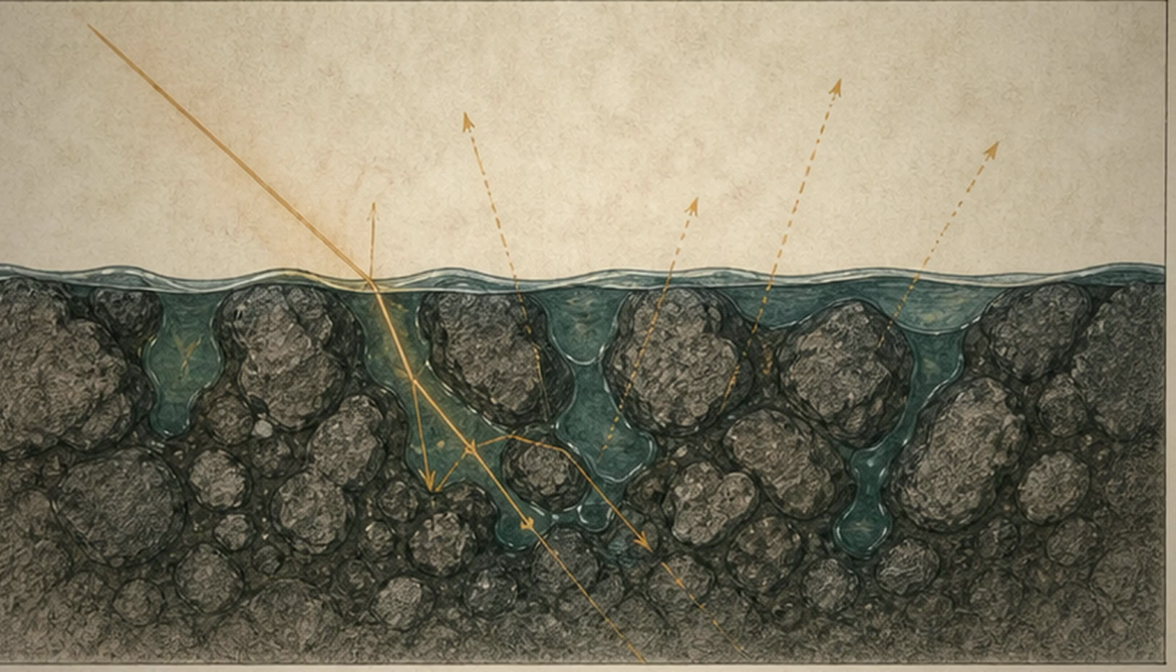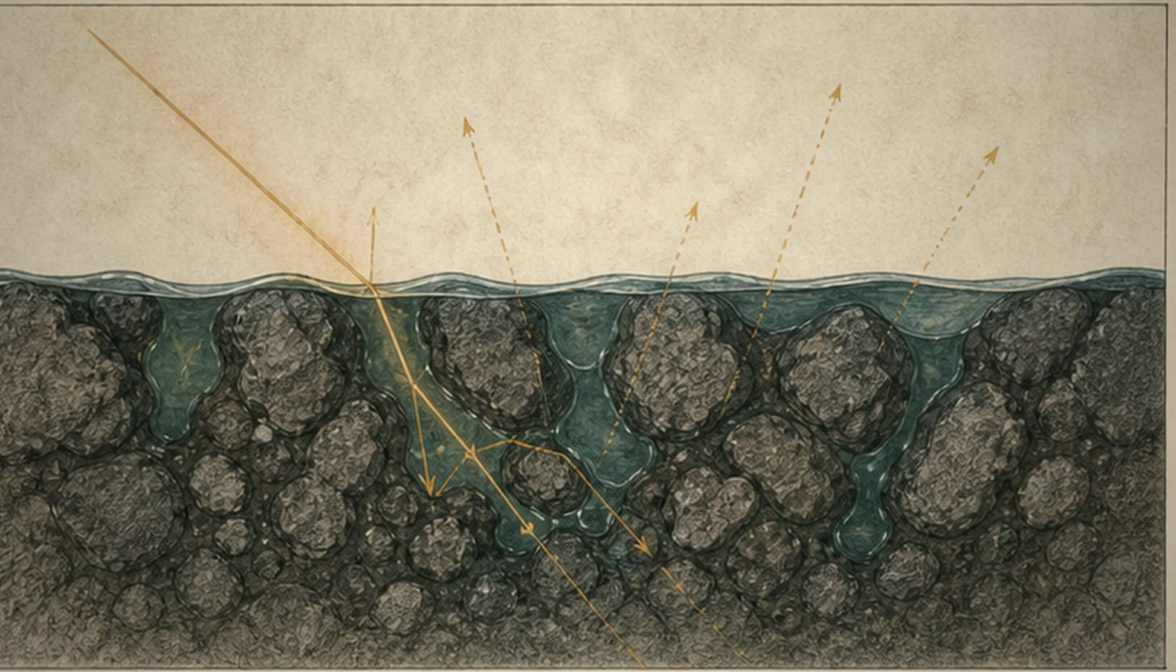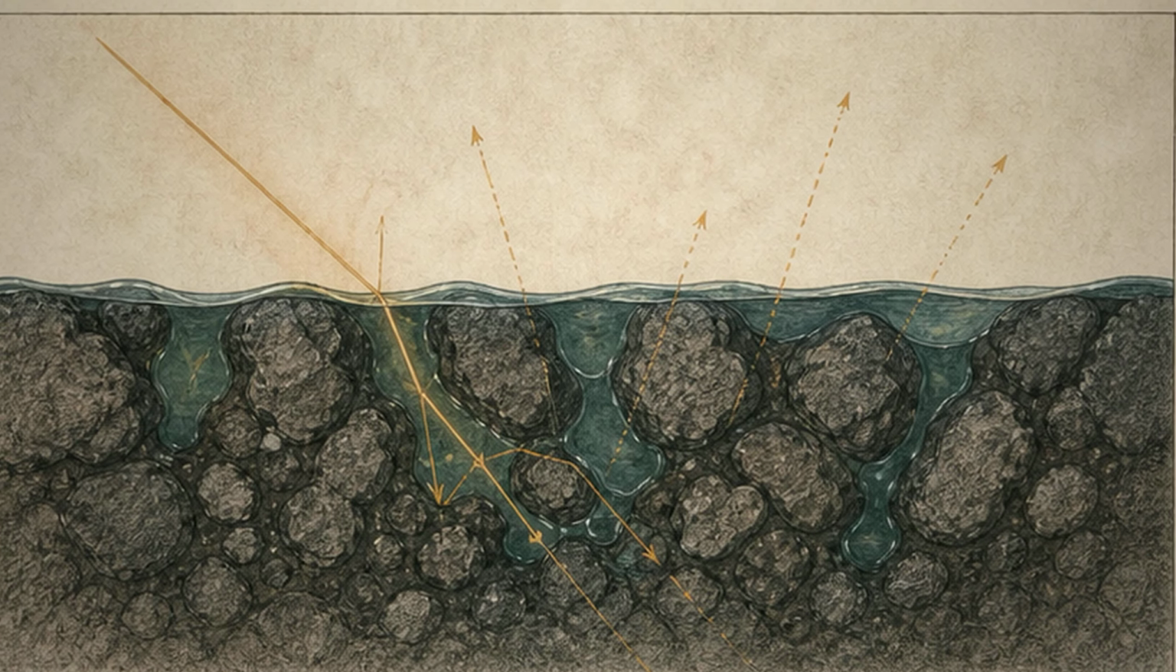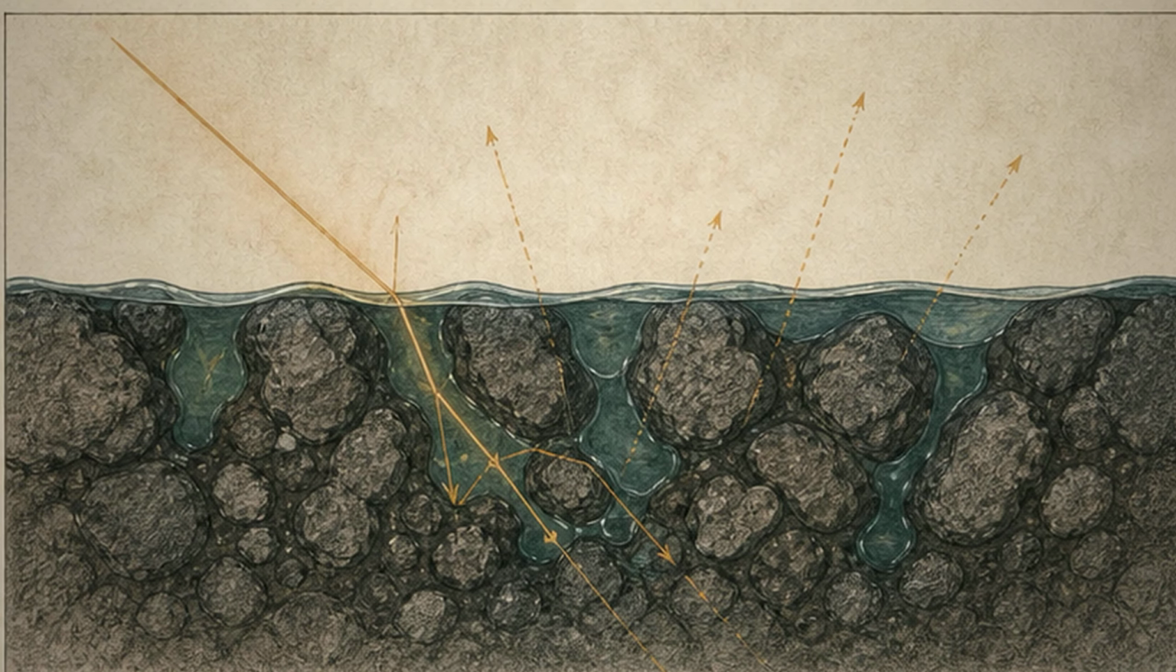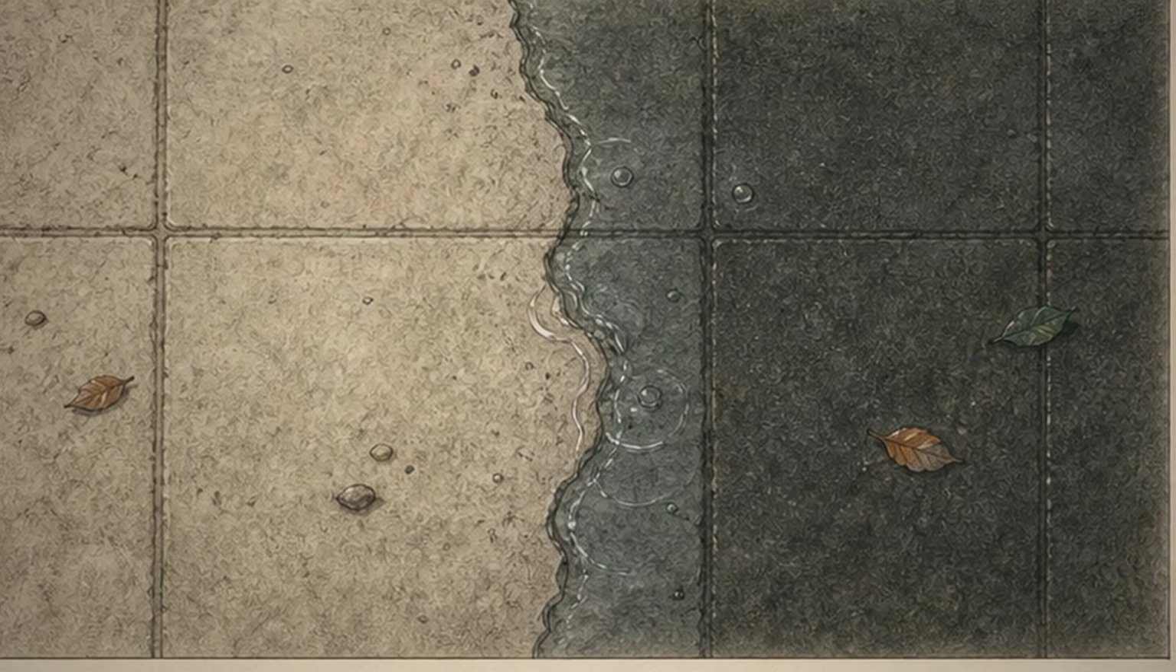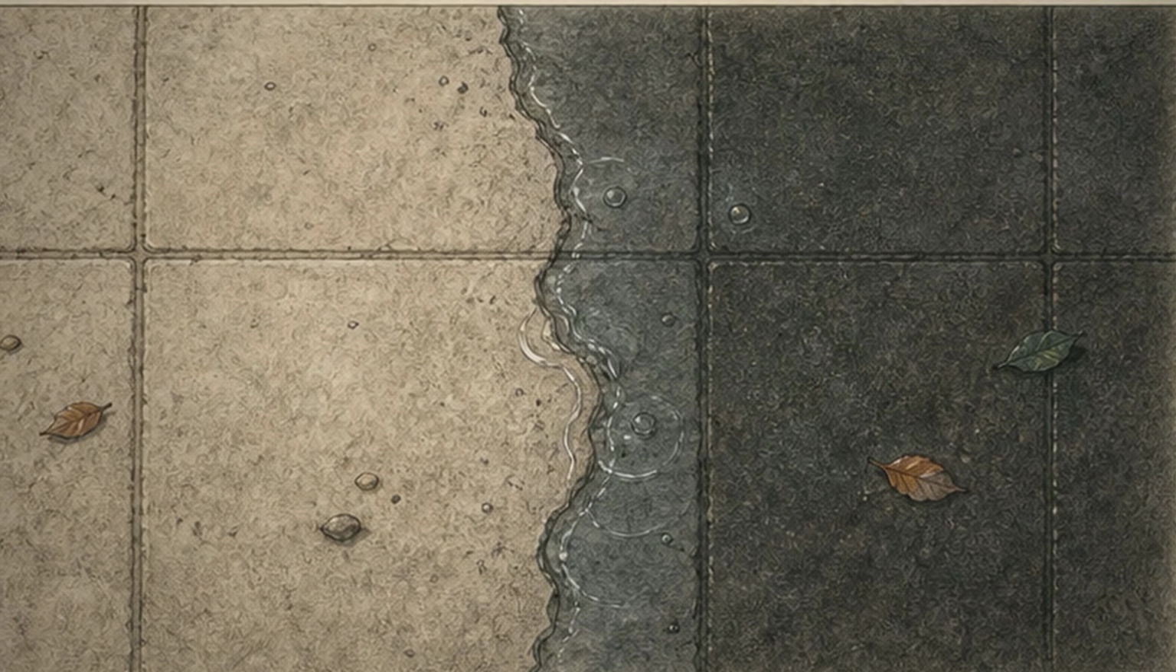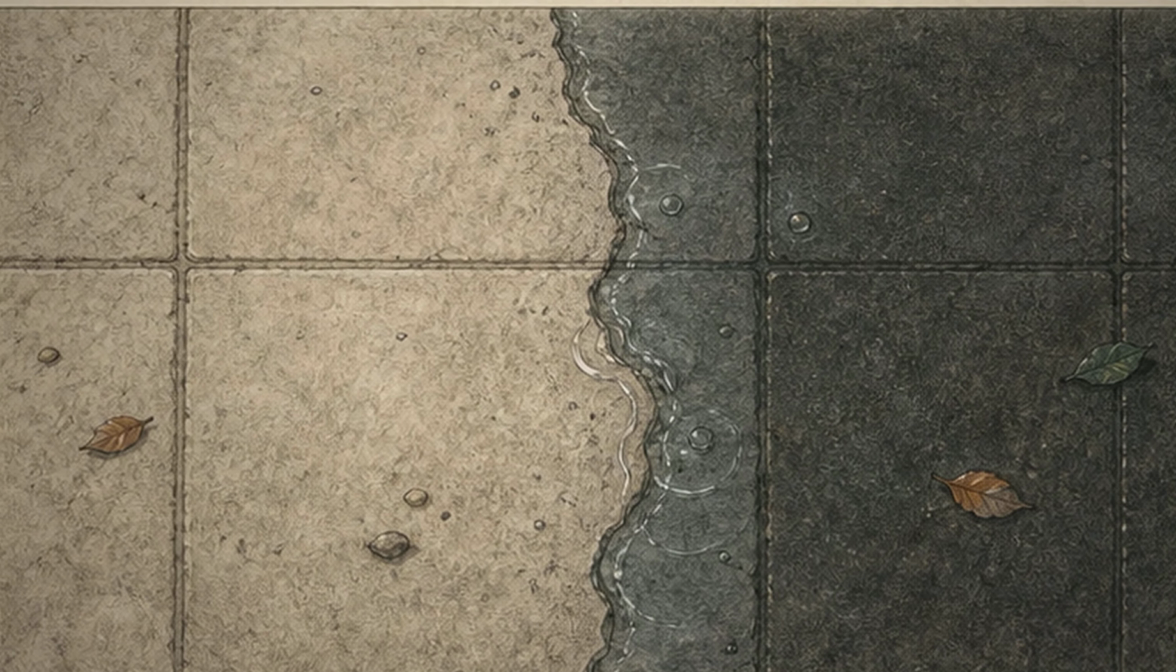Water has a different refractive index from air. When a ray crosses from air into the water film, it changes direction. Instead of meeting a sharp air-to-stone boundary and bouncing back quickly, more light is guided toward the pavement below.